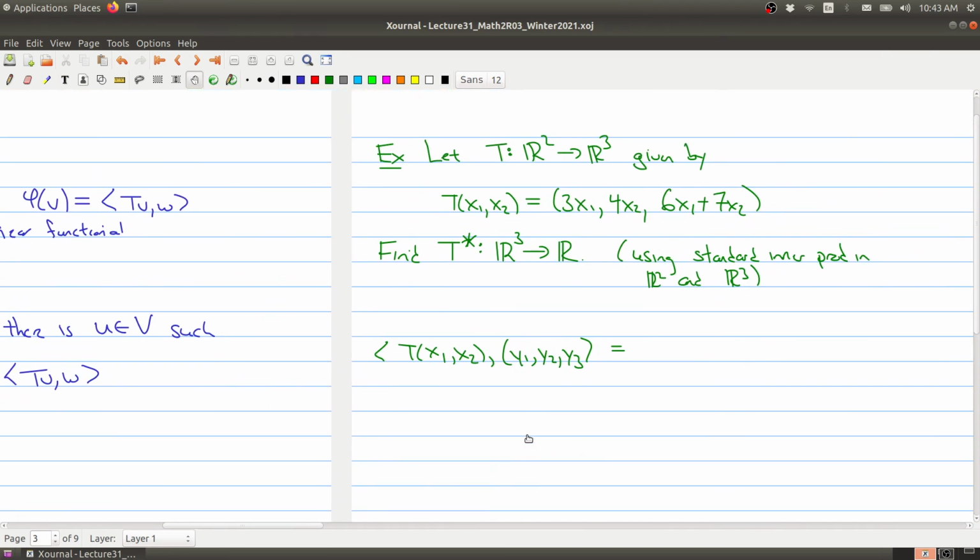When we come back, I will give you an example and some of the properties of the adjoint.